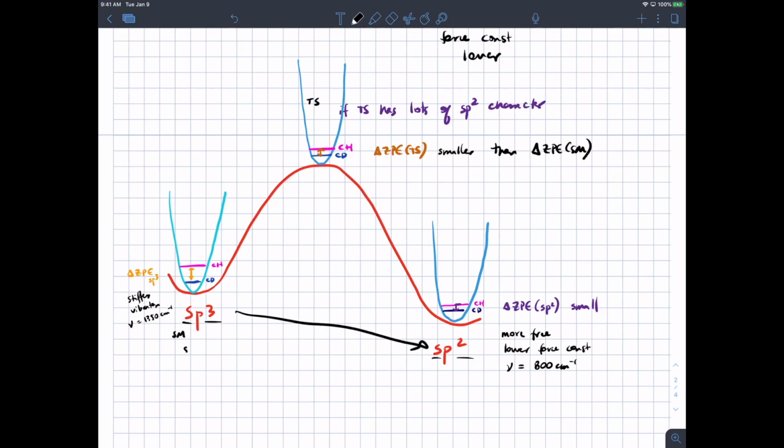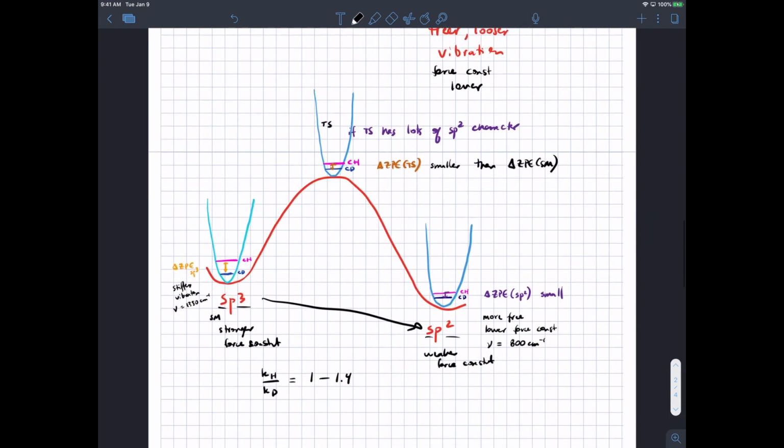You're going from a stronger force constant to a weaker force constant. Now, the effect of this kinetic isotope is smaller than that of a primary kinetic isotope effect. So you tend to observe anywhere from 1 to 1.4. So you're talking about pretty small numbers. And fortunately, the techniques that we use to do these kinds of experiments, in particular NMR, are highly sensitive to protons, and so we can measure small differences.